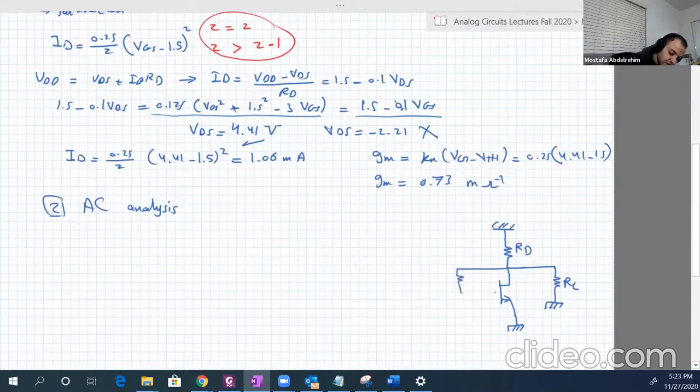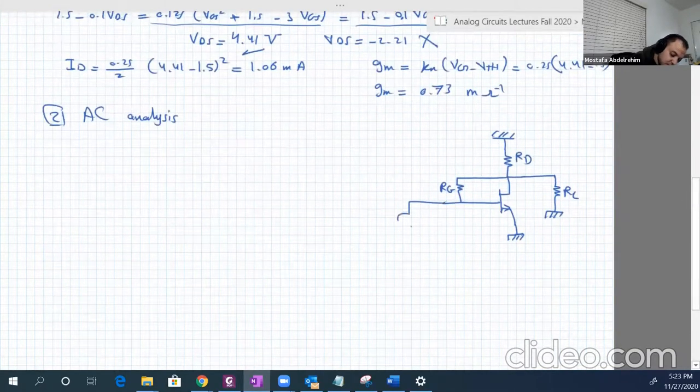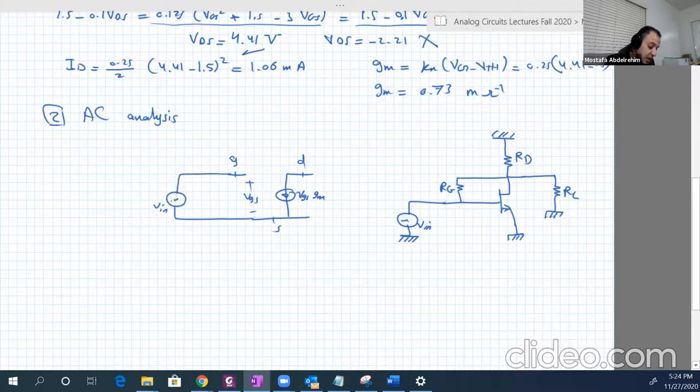Then we have this resistance, RG. Then we have the capacitor is short. Then V input. I'm gonna draw the equivalent circuit of the transistor and connect the rest. So GM VGS. And here is the gate. Here is the drain, here is the source, and here is VGS between these two points. Then, I'm gonna continue. Between the gate and the ground is V input. Between the gate and the drain, there is a resistor RD, which is a new thing here. And that's what makes the analysis a little bit difficult.